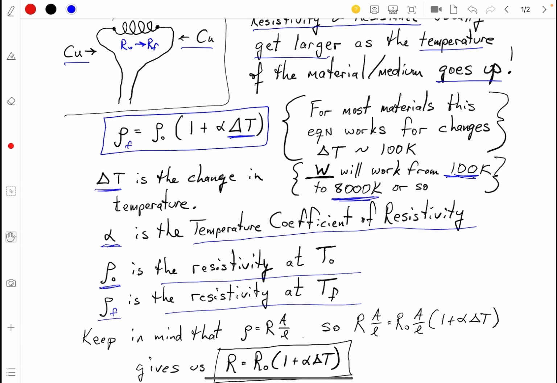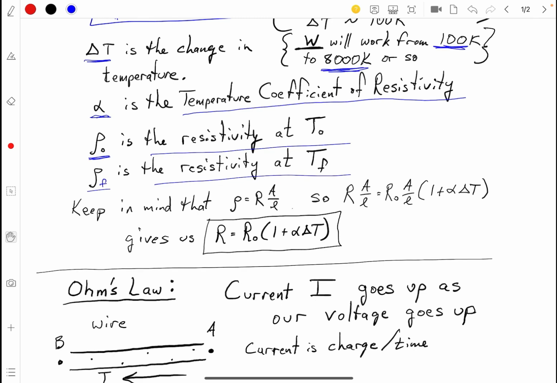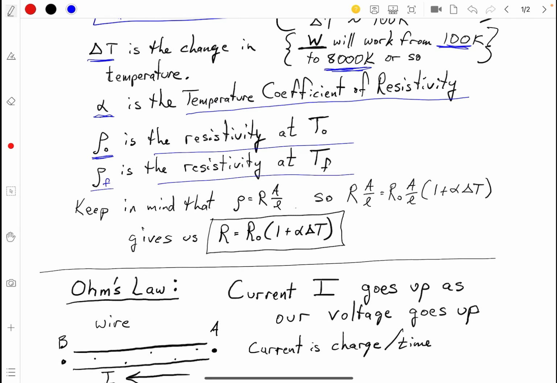We know a lot of the other stuff, but we don't know that. So we can do this another way, because what if we want to just deal with the resistor, not the resistivity? Well, we can rewrite rho as R equals our resistance times our area divided by the length. And if we insert that, we get this equation.